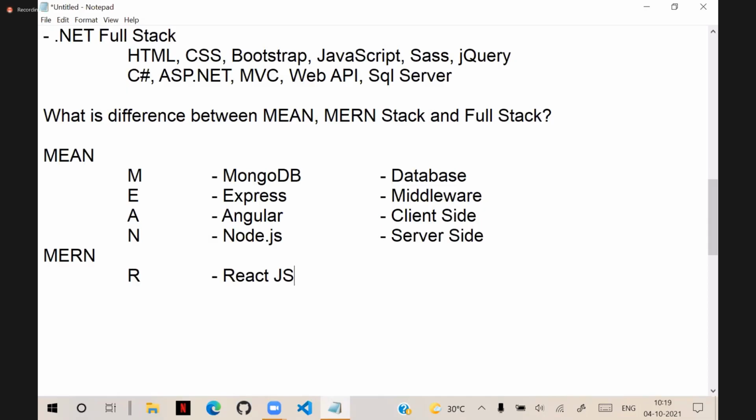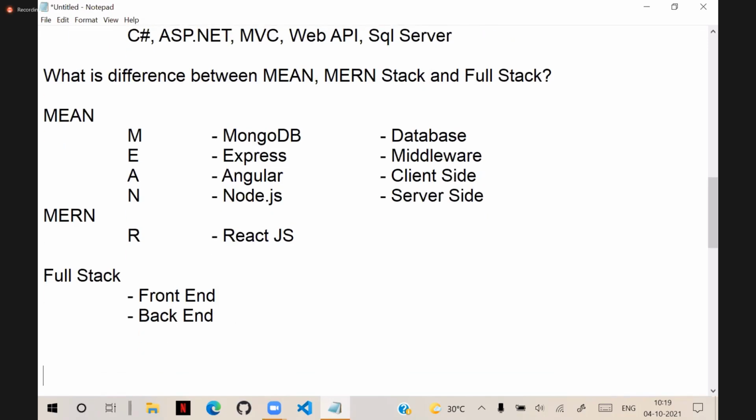So what is full stack? How is full stack different? Full stack is different because it covers both front end and back end. In the front end, you will have knowledge of HTML, CSS.